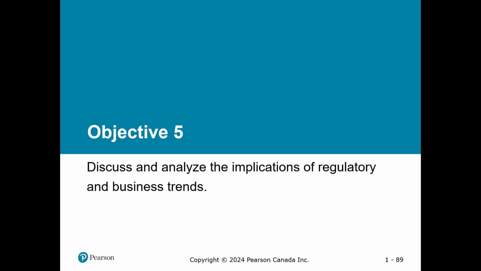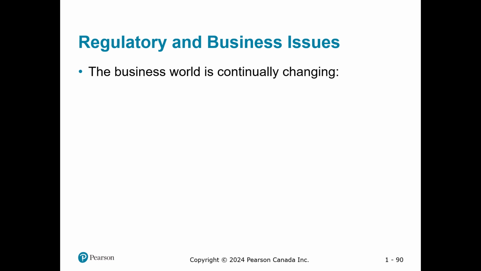Let's move on to Objective 5. Discuss and analyze the implications of regulatory and business trends. We have to keep in mind that the business world is continually changing. I mean, we know that right now with regards to AI. What is in place to help us navigate this constantly changing world?